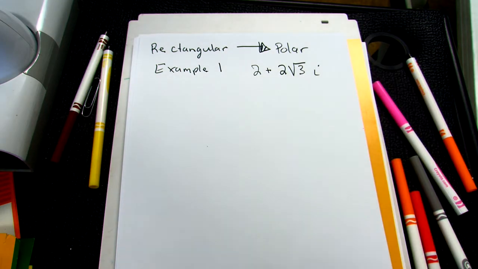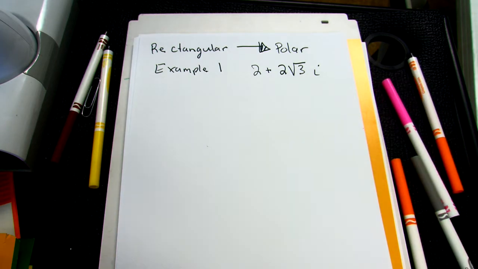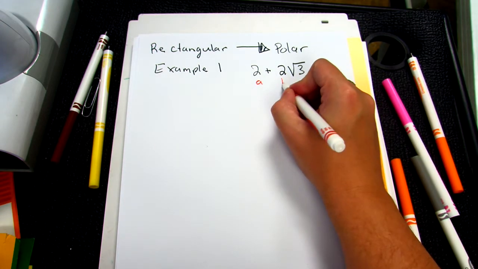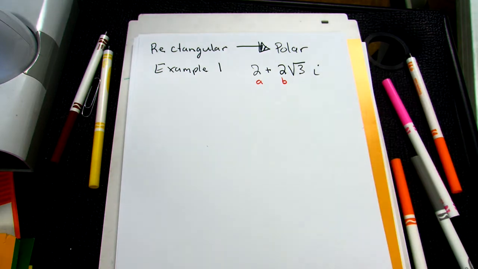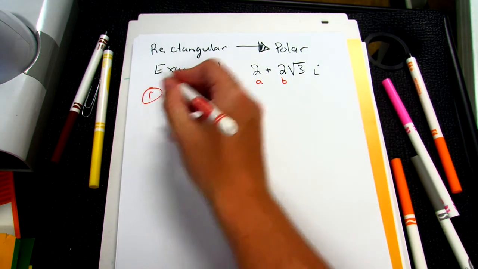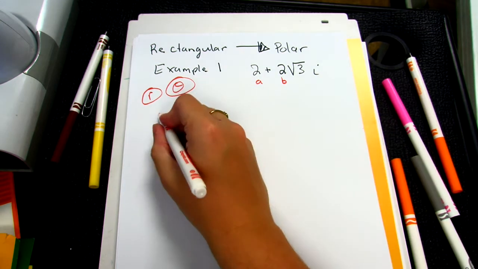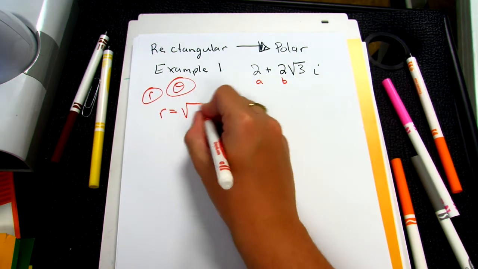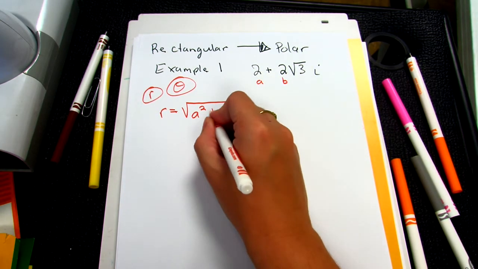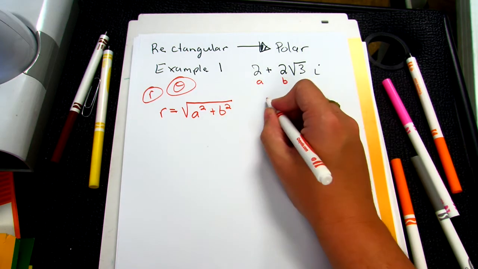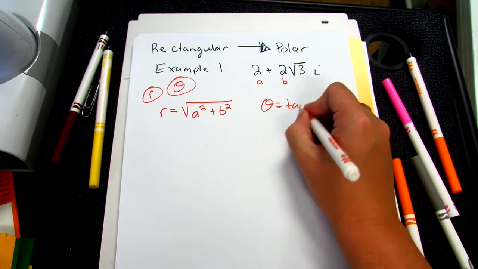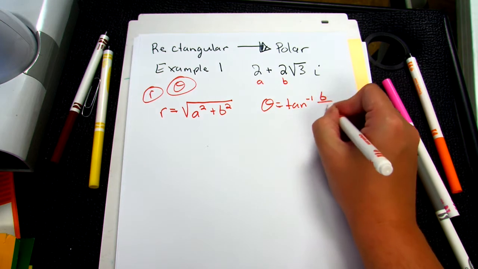Okay, awesome. So first of all, identify what's A and B, right? This is A and this is B. So remember, in order to go to polar, we need an R and we need a theta. Those are what we need if we want to be in polar. Okay, so let's use our formulas. R is the square root of a squared plus b squared. Theta is tan inverse b over a.